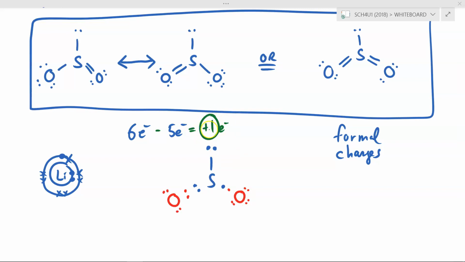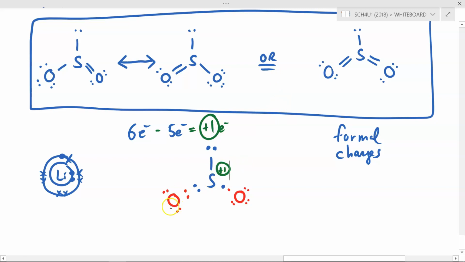This number that we calculated here is known as the formal charge. Basically, just take how many electrons that element is supposed to have, subtract how many it currently has, and that is the formal charge value. So this sulfur over here has a formal charge value of +1.